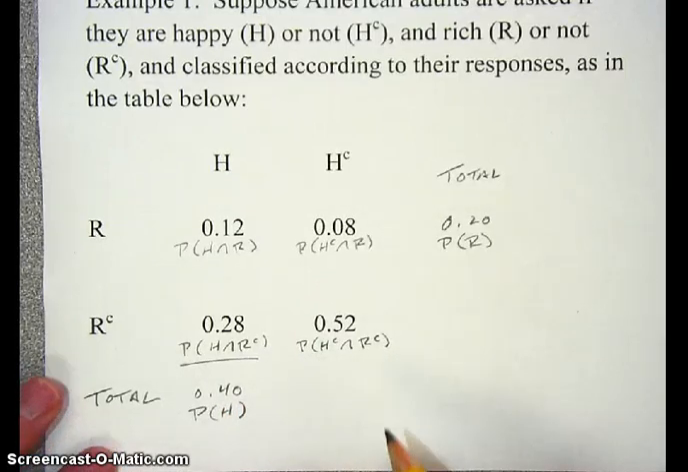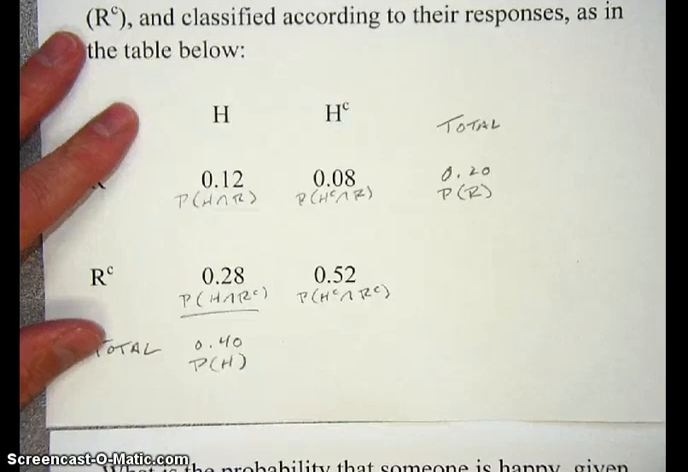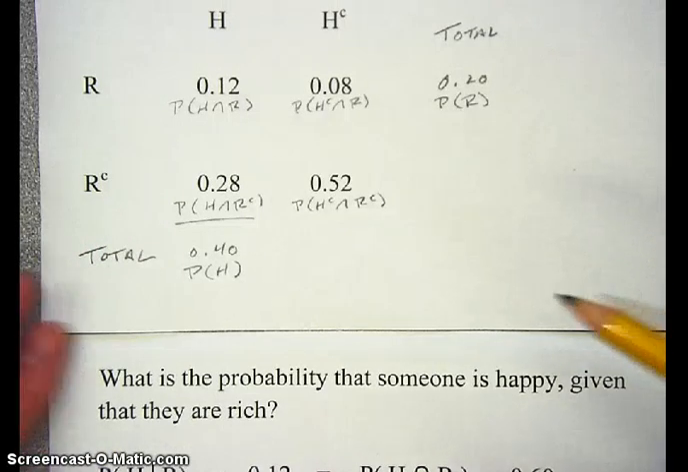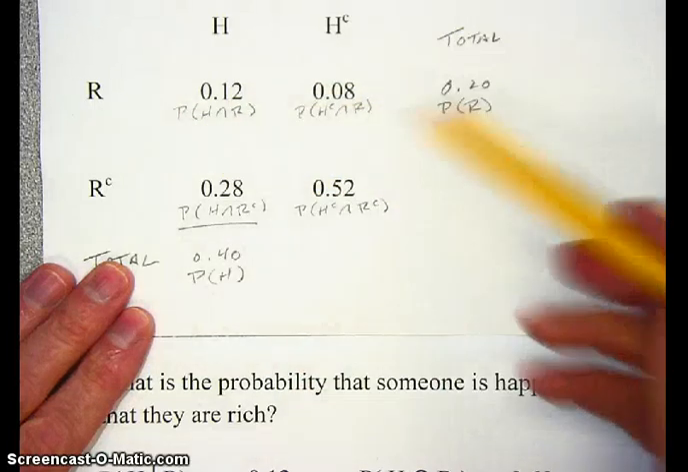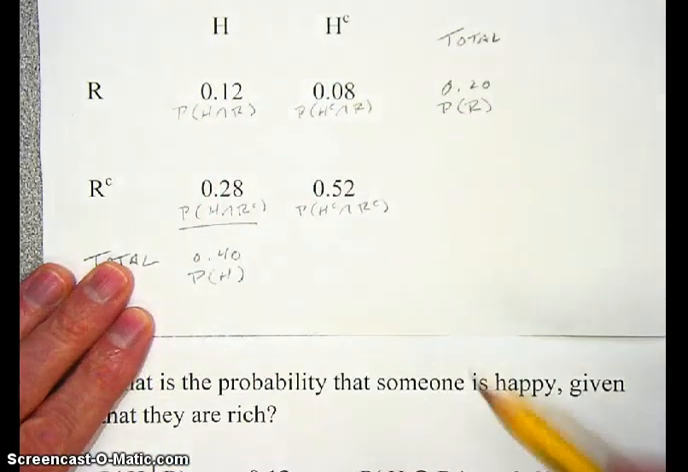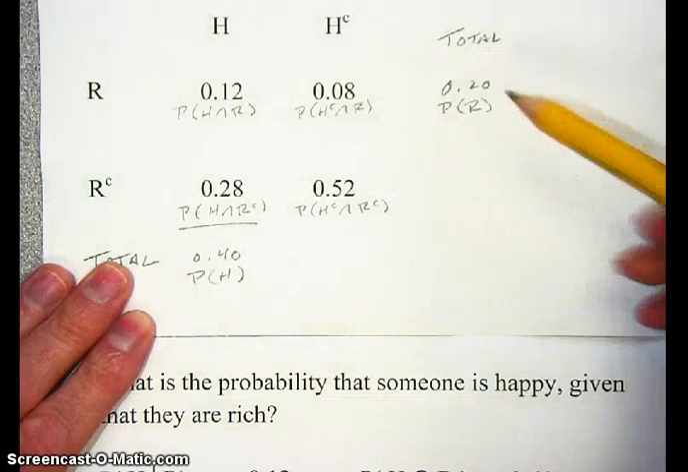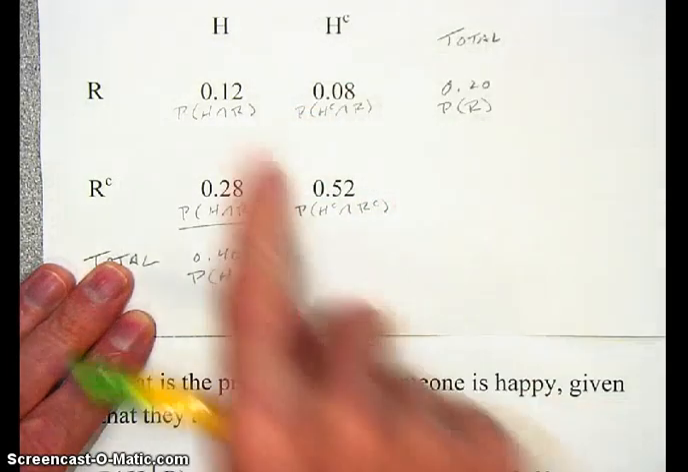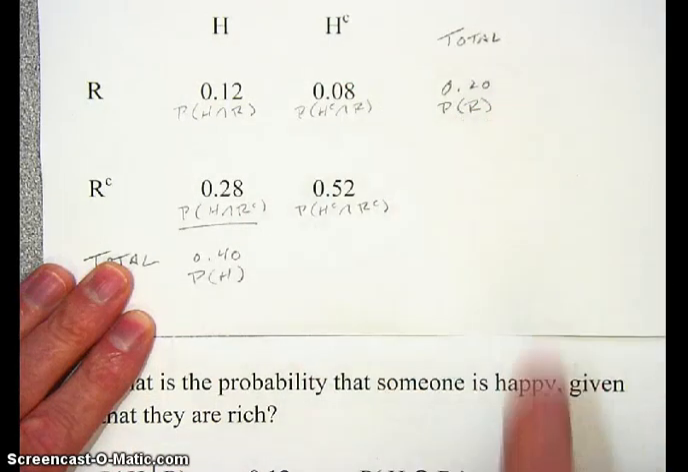Now, if you want to calculate a conditional probability, say the probability that someone is happy given they are rich, you can do it directly from this table. If it's given that they are rich, all we need to do is concern ourselves with this row of rich people. We don't have to worry about the people that are not rich because the condition is that they are rich. So we're just going to look at this row, and we want to figure out what proportion of all the rich people are also happy. The way we find that is we take the 0.12 and divide it by the 0.2. That's all there is to it.